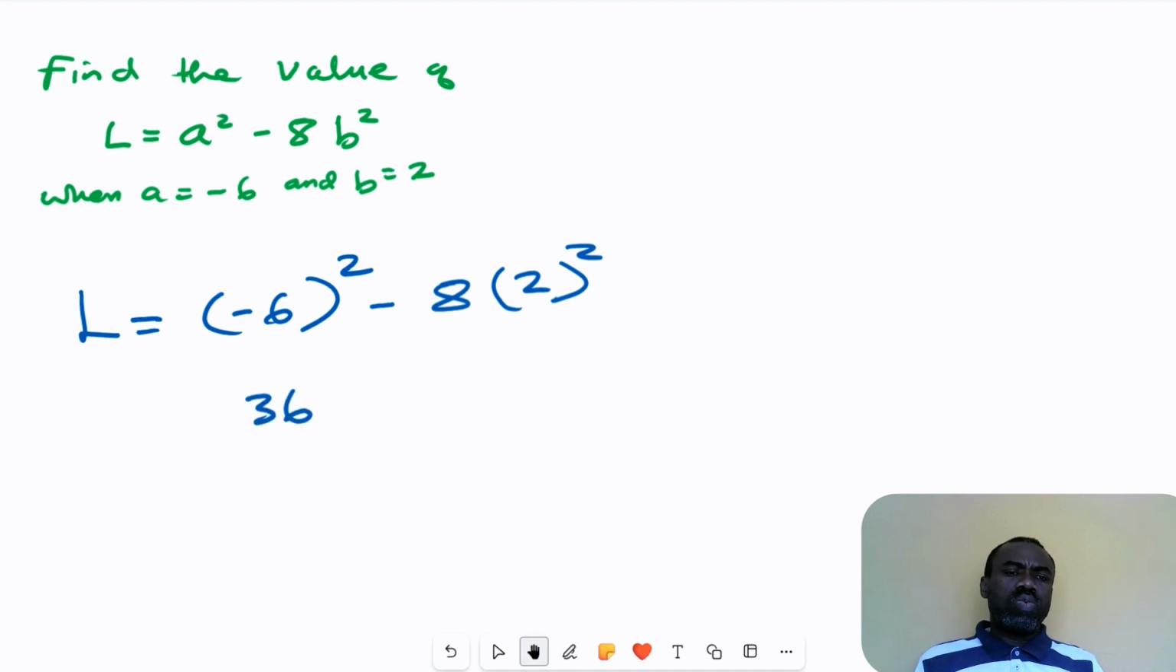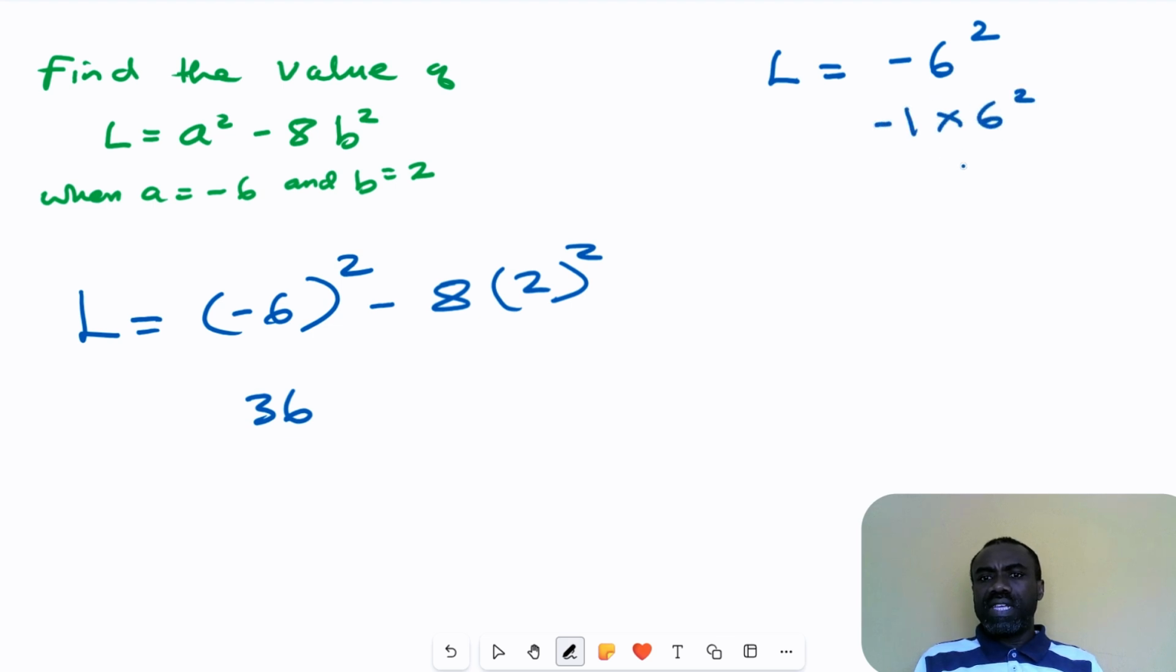Now, what would have happened if we didn't introduce a bracket? If we didn't introduce a bracket, we would have gotten an expression like this. L equals minus 6 squared. But technically speaking, this now becomes -1 times 6 squared. And that leaves us with -36. And that will not be correct for this substitution.